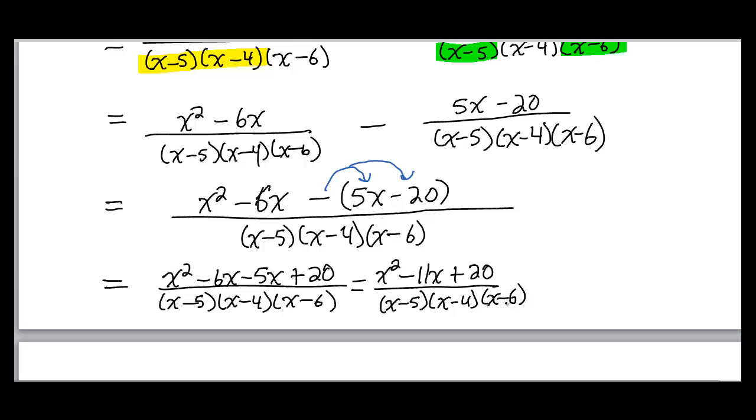And in order for me to factor that, I've got to find two numbers that multiply to give me 20, but add up to negative 11. All right, and if you think about that, no two numbers will work. And so this is actually done.